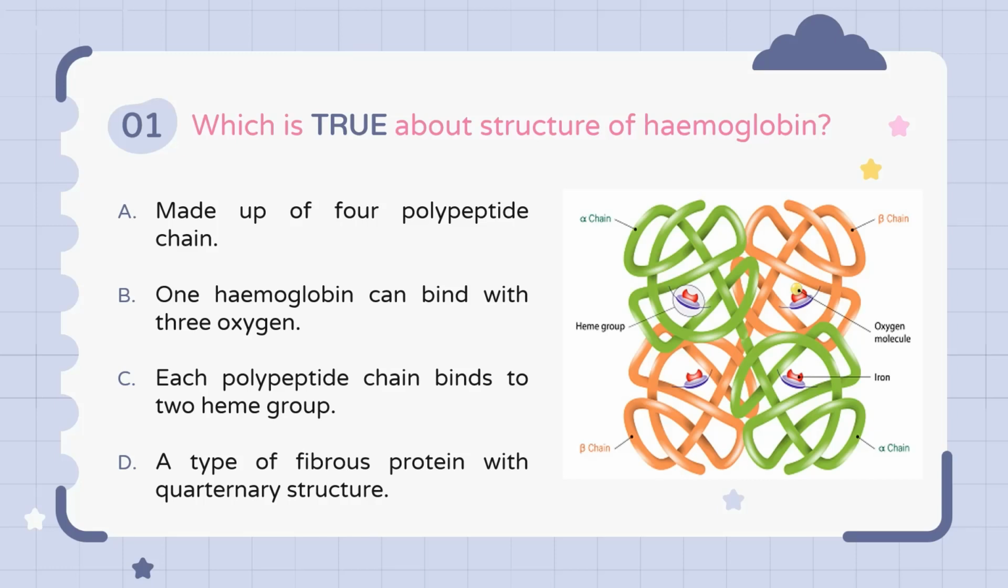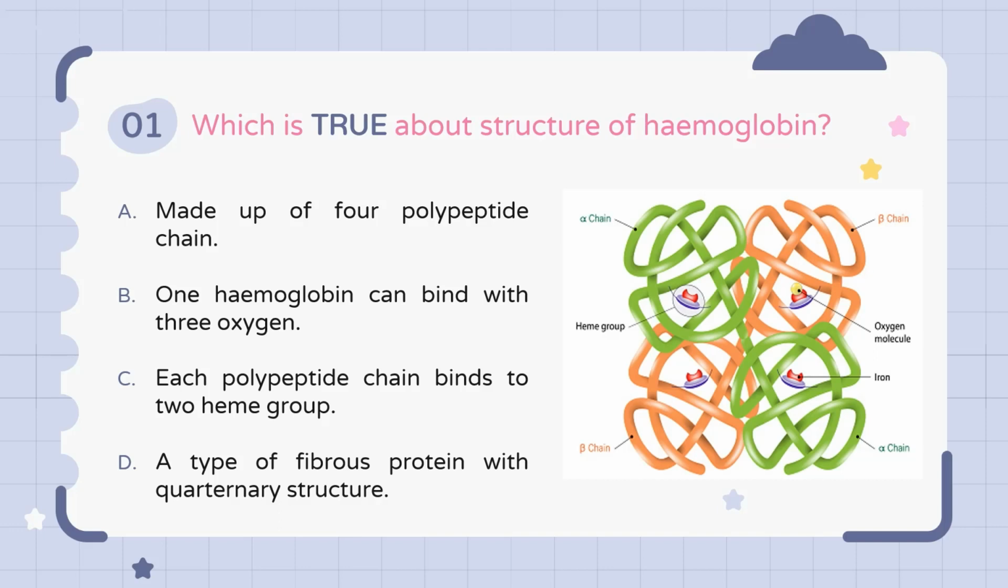Question 1. Which is true about structure of hemoglobin? A. Made up of 4 polypeptide chain. B. One hemoglobin can bind with 3 oxygen. C. Each polypeptide chain binds to 2 heme group. And D. A type of fibrous protein with a quaternary structure.